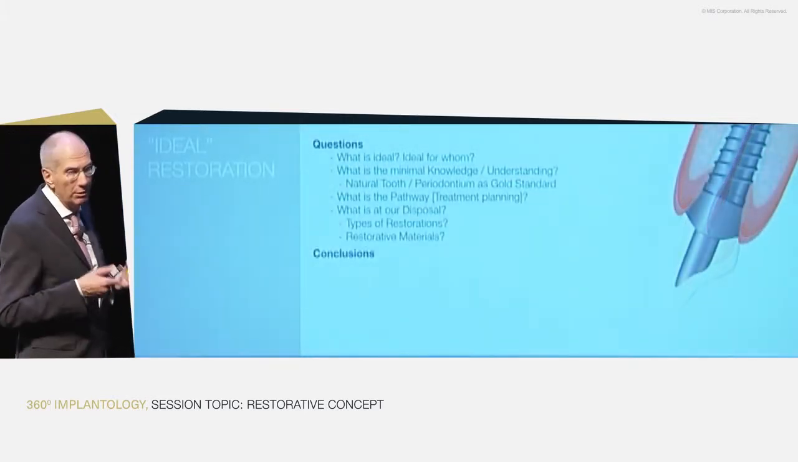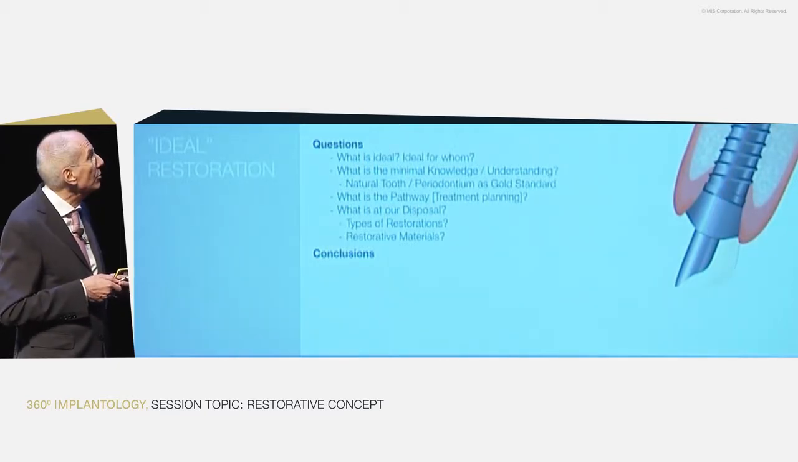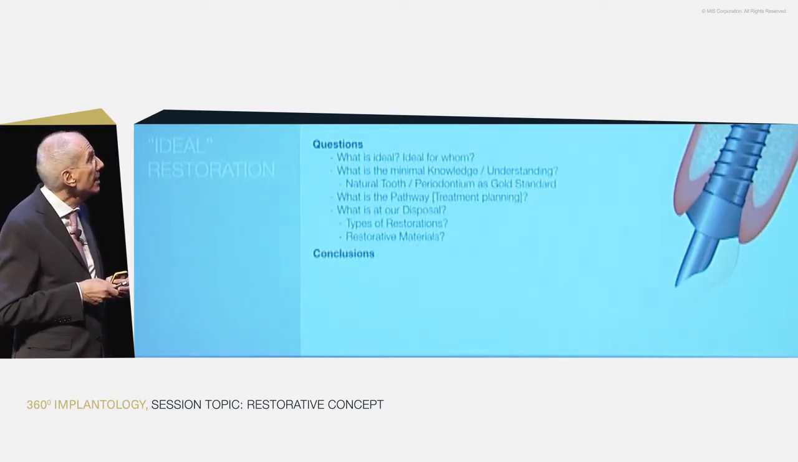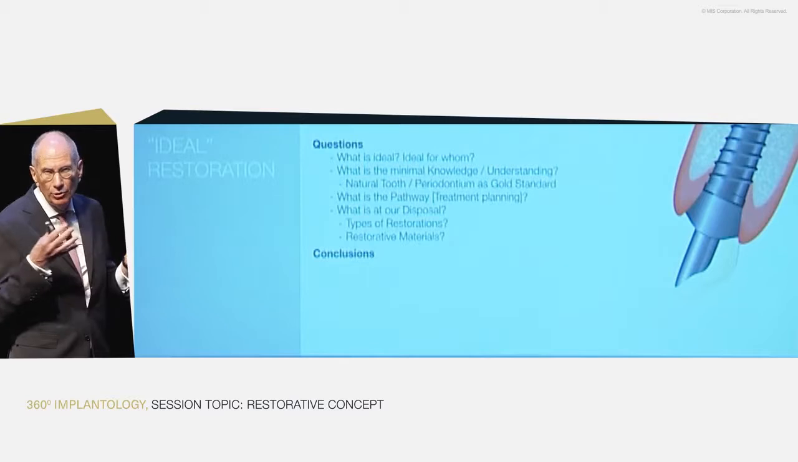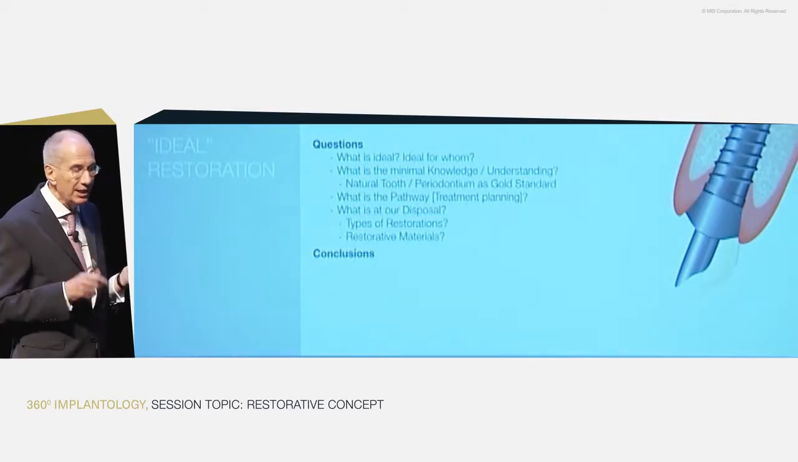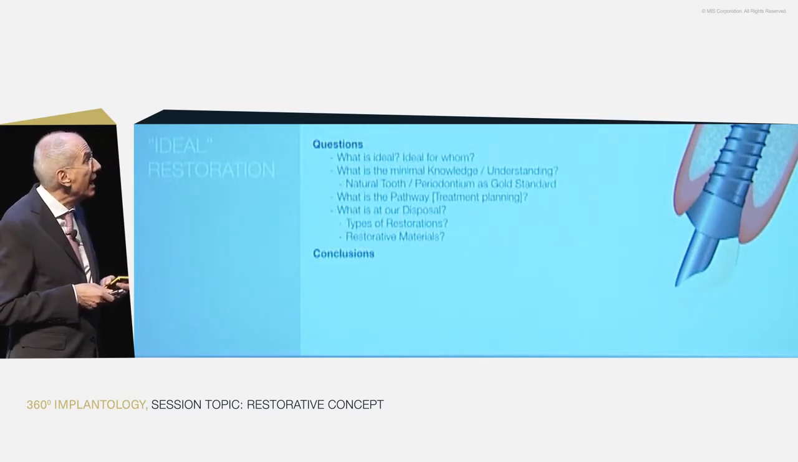Now the question is, what is ideal? Ideal for whom? There are a lot of questions. We can't answer all of them. What is the minimal knowledge to have this ideal restoration? And what is the pathway or the treatment planning way to do this restoration? Some of these aspects should be discussed now.